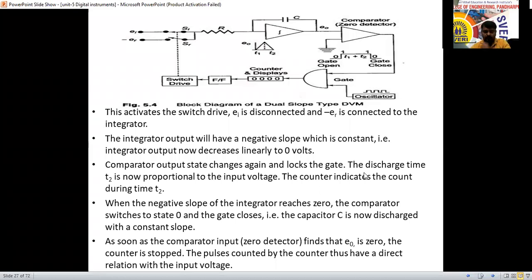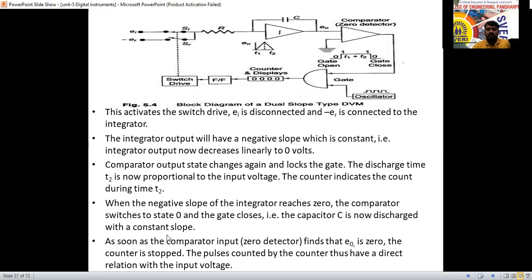So the discharge time T2 is now proportional to the input voltage here now. So the counter indicates that count during the time T2 here now. When the negative slope of the integrator reaches 0, the comparator switches to state 0 and the gate closes. That is, the capacitor is now discharged with a constant slope here now.